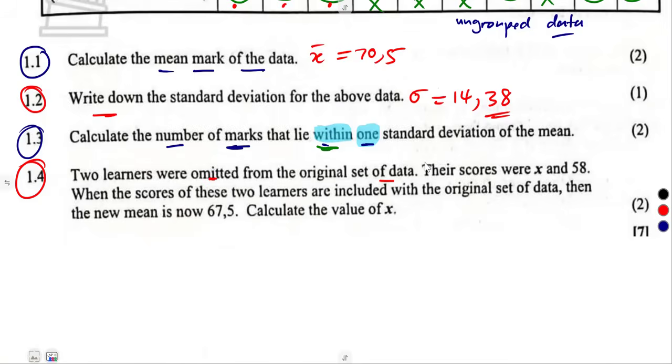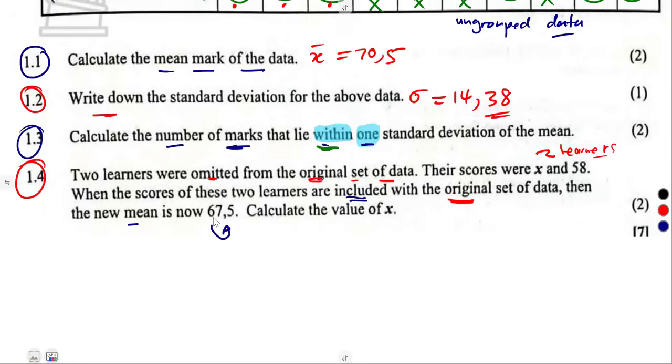From the original one, they were not considered. Then we are given that their scores were X and 58. Those scores are for the 2 learners which were being omitted. So when the scores of these 2 learners are included with the original set where they were excluded before, now when they are being considered as part of the set of data, then the new mean is now 67,5. Calculate the value of X.